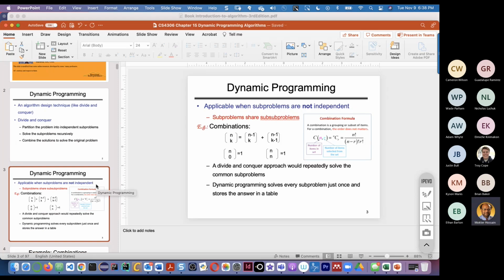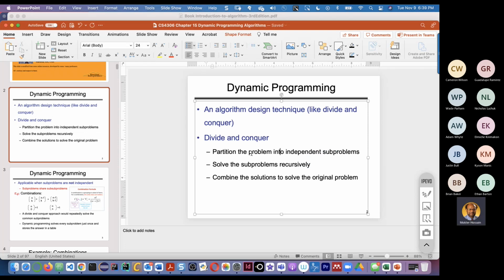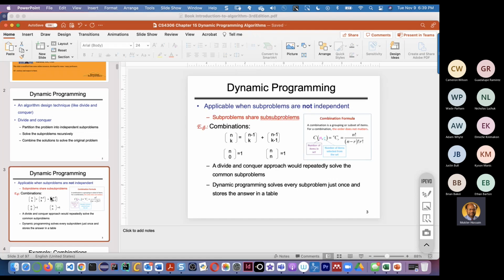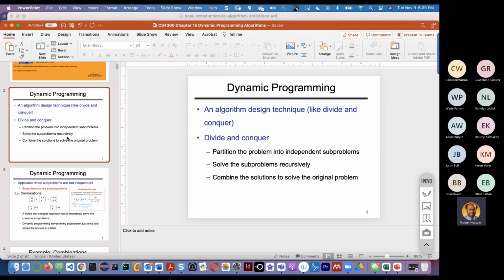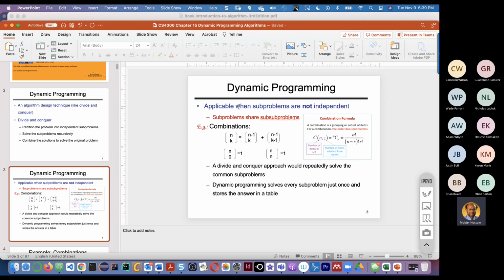In dynamic programming, it's almost a similar concept, but dynamic programming is applicable when the subproblems are not independent. In divide and conquer, we partition into independent subproblems. For instance, in a list, we made 2 independent lists, a left portion and a right portion. There's no relation between these 2 sublists that we want to sort or search. But dynamic programming is applicable only when the subproblems are not independent, that means there is some dependency or relation.